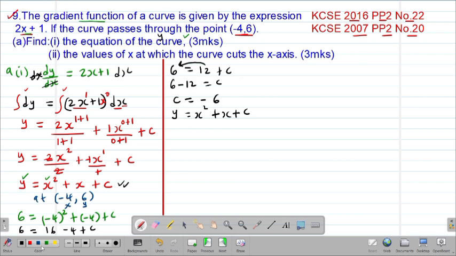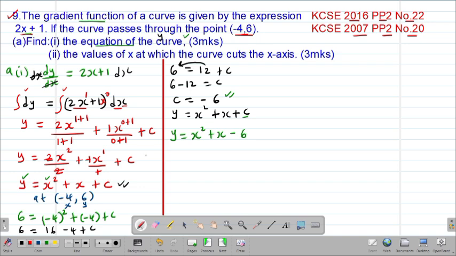Therefore, it means that the equation of this particular curve will be y equals x squared plus x, then the value of c we've gotten as -6. So this will be -6. Therefore, this is the equation of the curve.